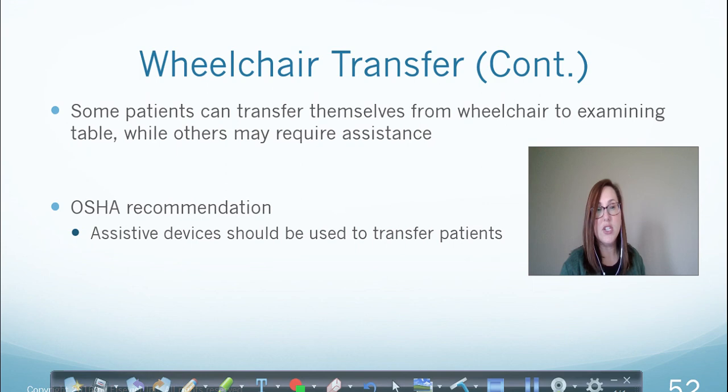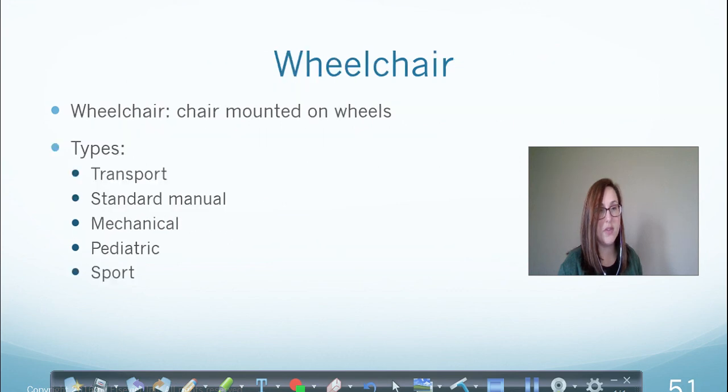The OSHA recommendation is that assistive devices should be used to transfer patients, so we're going to talk about that. Let's go back though and look at the types of wheelchairs.